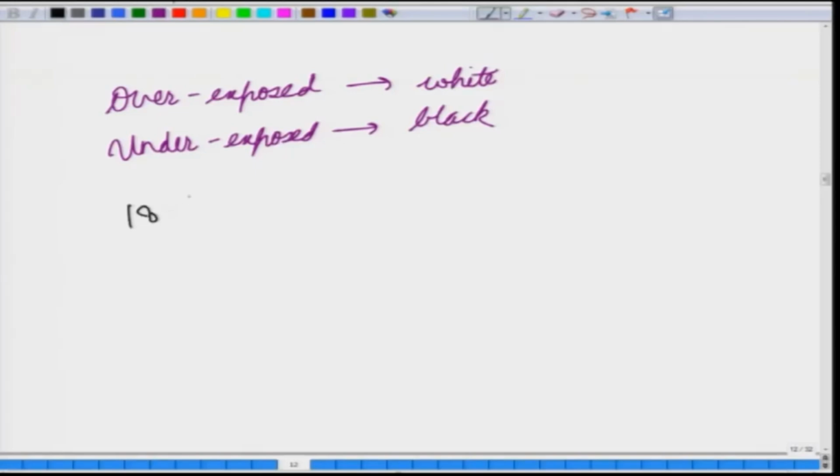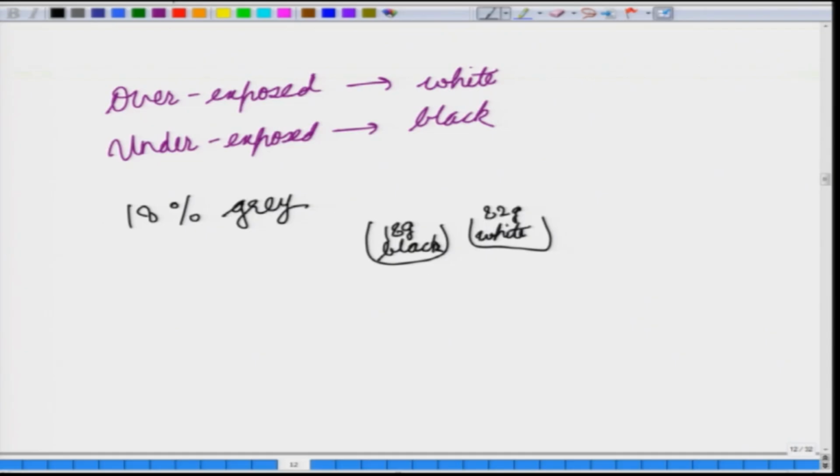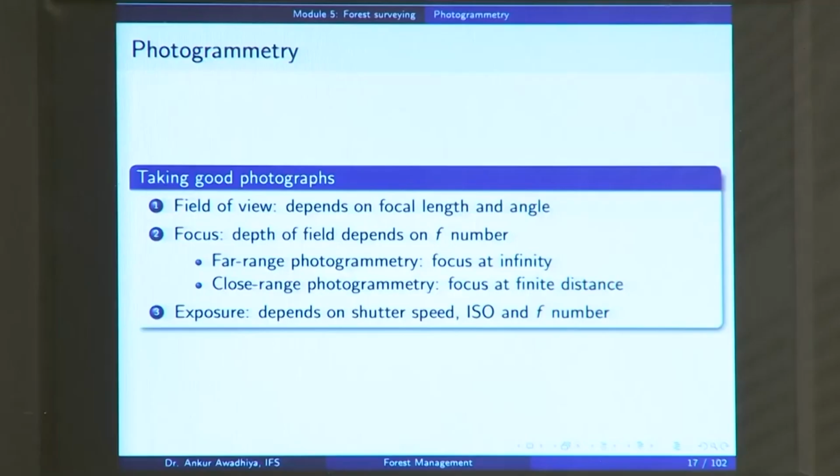And typically a good exposure is referred to as an exposure equal to 18% gray, which means that you took, for instance, 18 grams of black pigment and 82 grams of white pigment, mixed both together and applied this paste on a piece of paper. The exposure equivalent to this shade of gray is considered a good amount of exposure. So, when you are taking a good photograph, you need to keep in mind the field of view, the focus and the exposure.